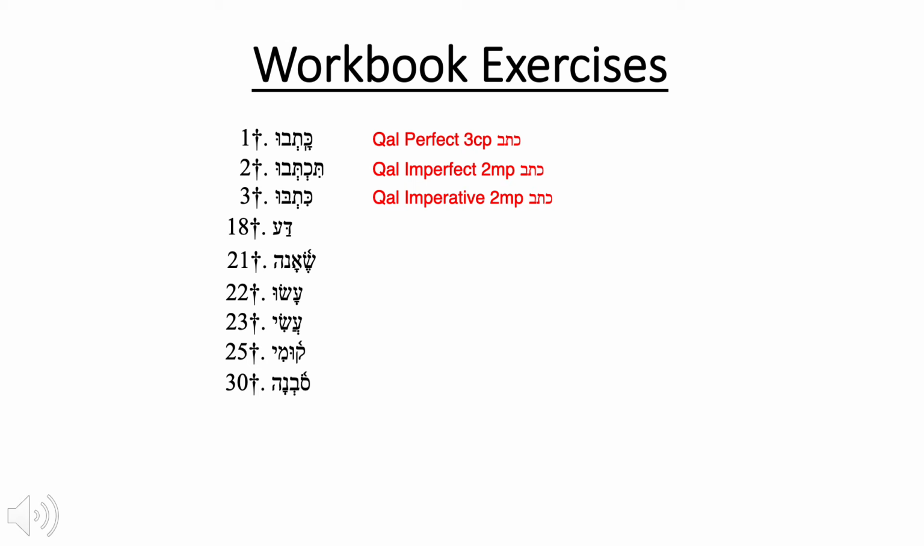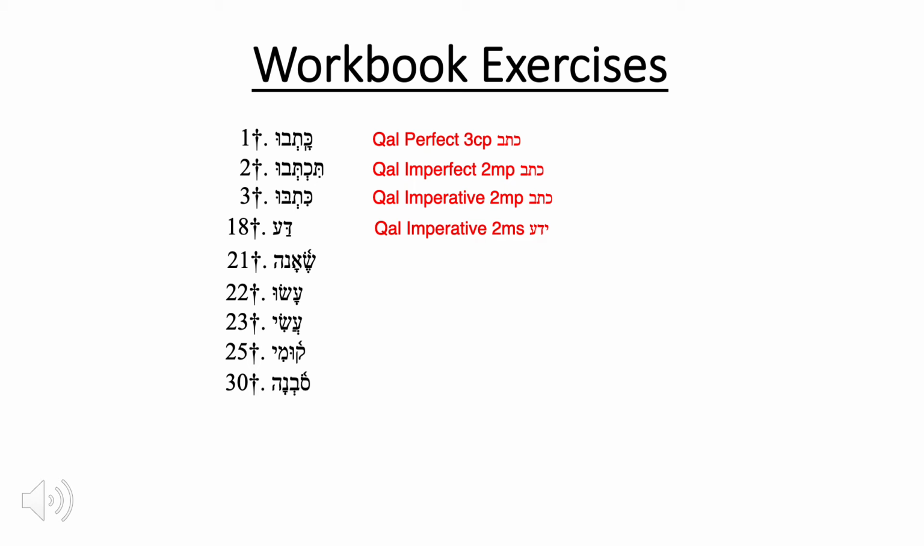What about number 18? How do we parse this one? This is a Cal imperative 2MS from yada. This would be translated as "know." The yod has dropped off because the yod would have combined with the original preformative so that it would have been tida. Now, because we've dropped the preformative, we also drop the vowels associated with the preformative, which takes out the yod because it had become a hirik yod, a vowel. By eliminating that preformative, we're just left with da. So this is a Cal imperative second masculine singular.